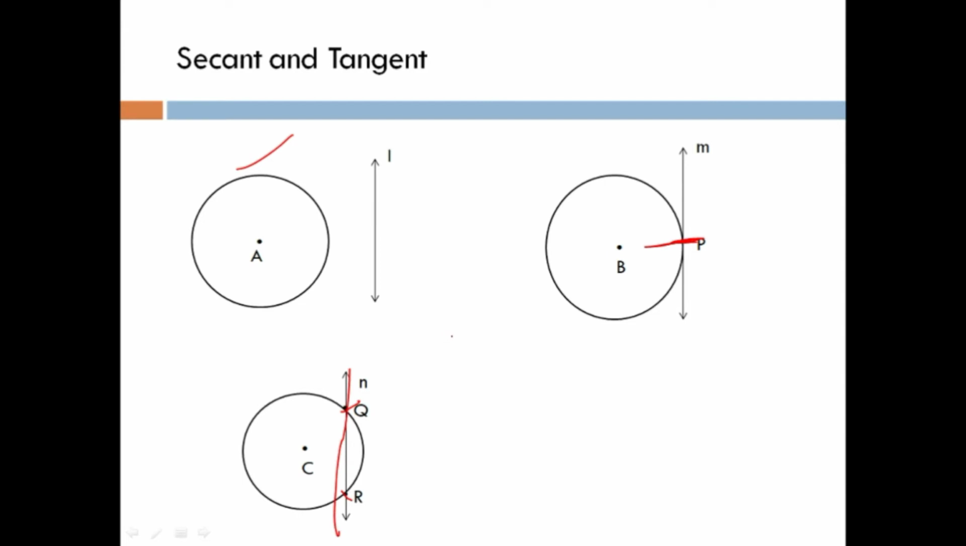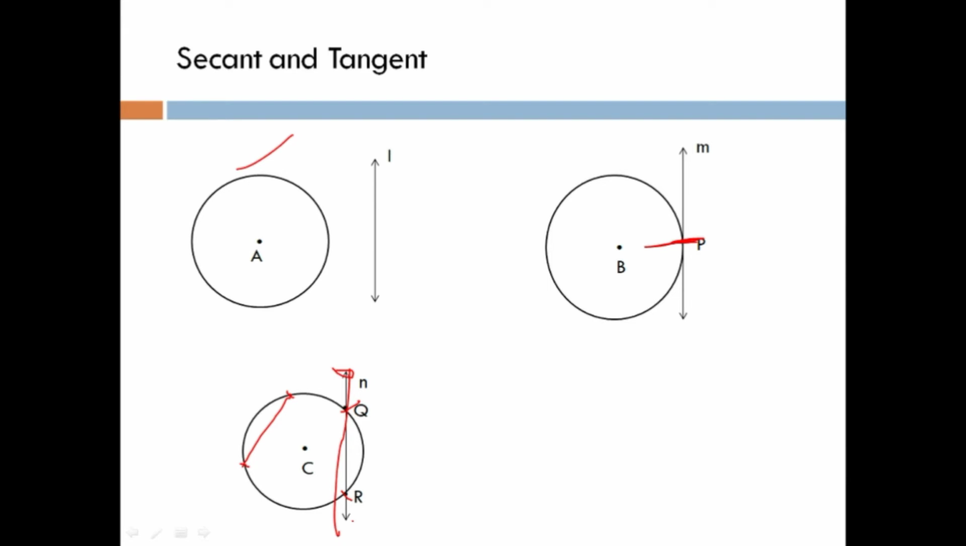Now you will have a question: is a chord also called a secant? No, a chord is just a segment and a secant is a line. Like a line can be extended, it has 2 arrows, and the chord has just 2 points like this. It cannot be extended. It has a fixed length. It does not have an arrow here like this. So this is the difference between a secant and a chord. So this is what a tangent and a secant means.